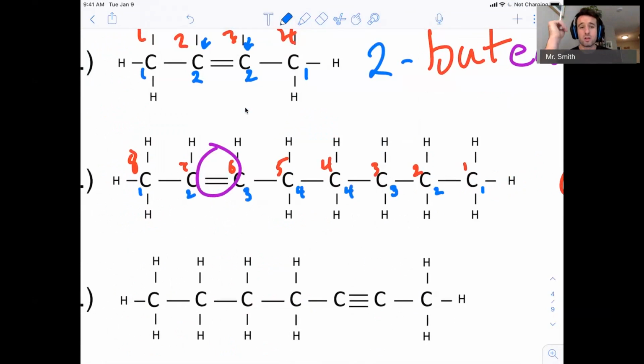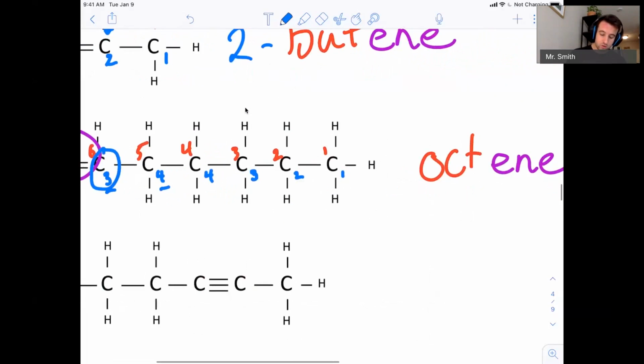So you'll notice here that since I've got a lot of carbons, I can have higher numbers like 3 and 4. But what you'll notice is that the double bond here starts on the second carbon and ends on the third carbon. So since it's starting on the second carbon, we're going to write down 2-octene as our answer.